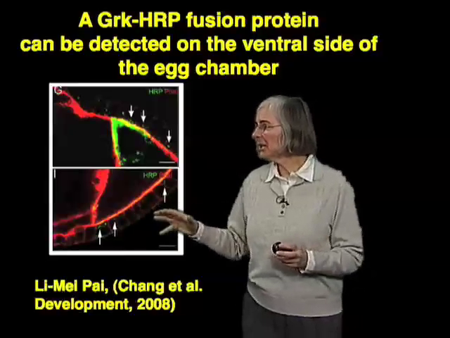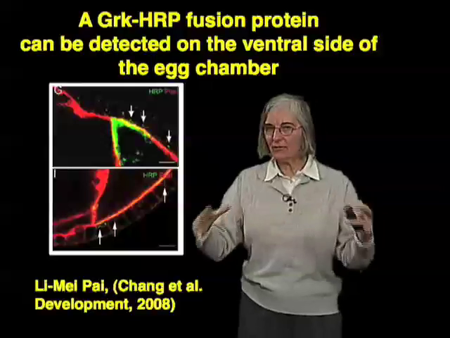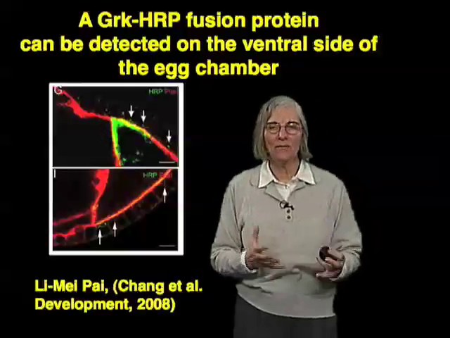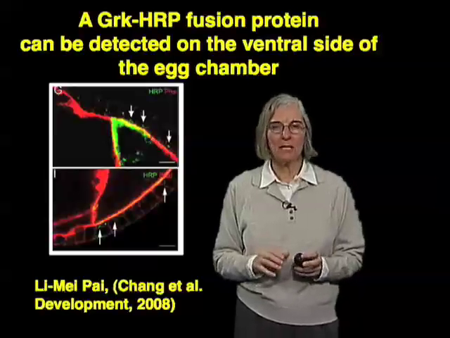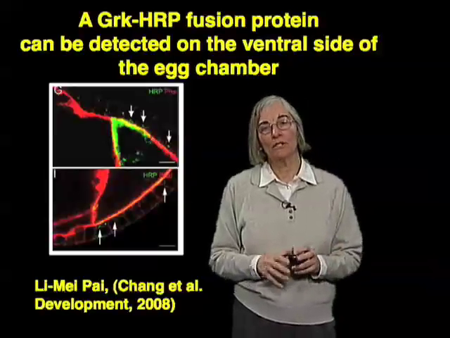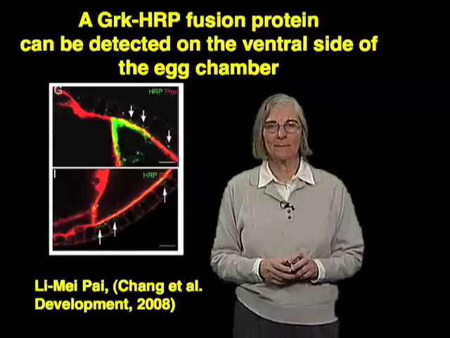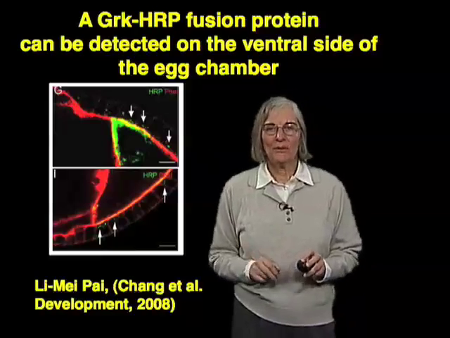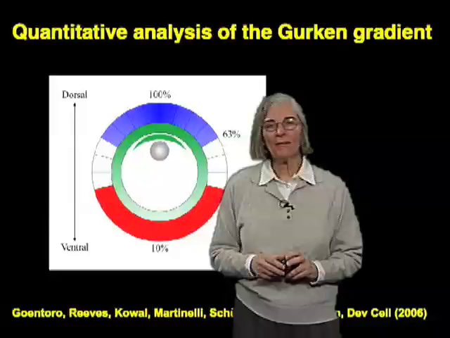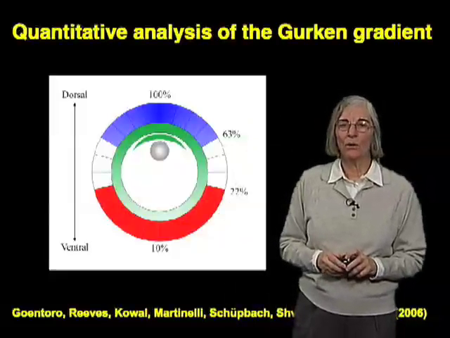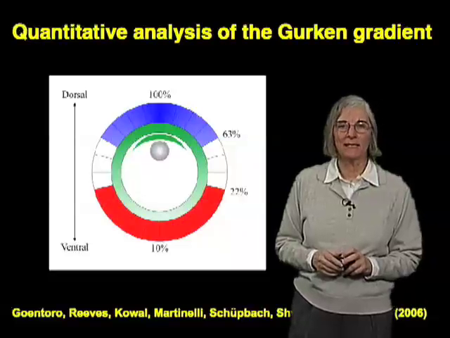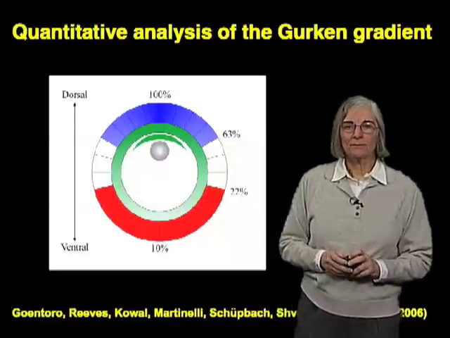So where are the molecules that are really actively forming the gradient? How can we think about those, or how can we get some impression of what the shape of the Gurken gradient is? In order to address this question, I have been for a while collaborating with a colleague of mine at Princeton, Stas Shvartsman.